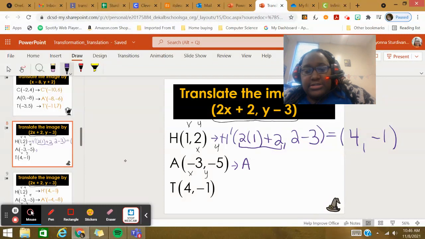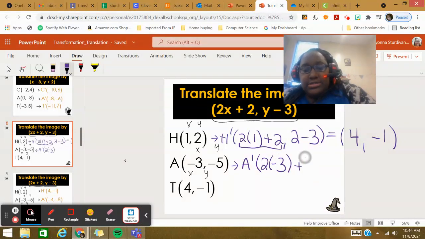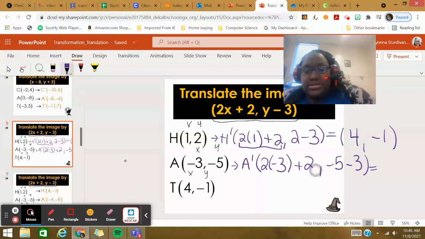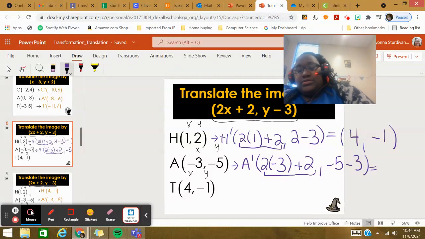Now we're going to do the same thing for A prime. So I'm going to write A with the tick mark to represent prime, and then I'm going to do my transformation. So I'm going to do 2, my x is negative 3, so 2 times negative 3 plus 2. And then for y, we're going to do negative 5, because that's y, minus 3. And then I'm going to simplify. So we have 2 times a negative 3. Again, I would type this entire thing in my calculator, but 2 times a negative 3 gives me a negative 6. And then negative 6 plus 2 is going to give me a negative 4.